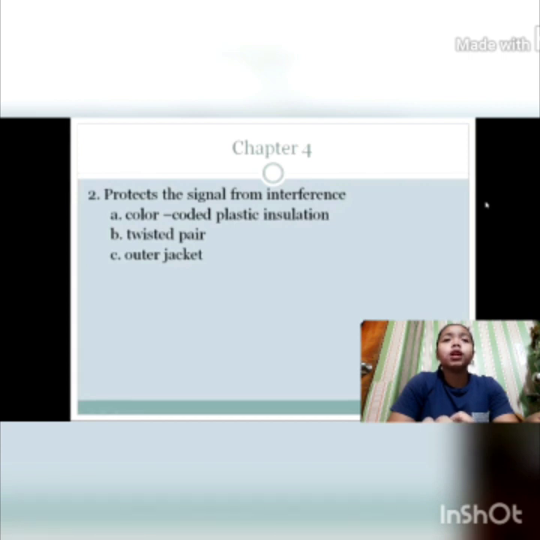So number 2, protects the signal from interference. Letter A, color-coded plastic insulation. B, twisted pair. C, outer jacket.